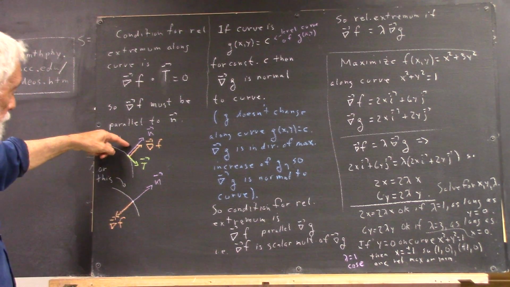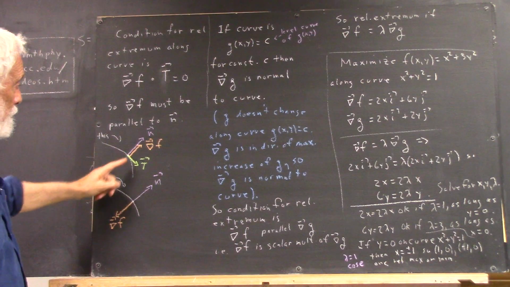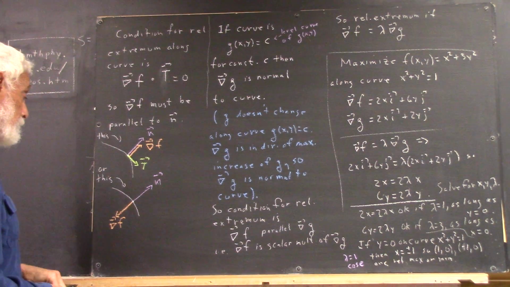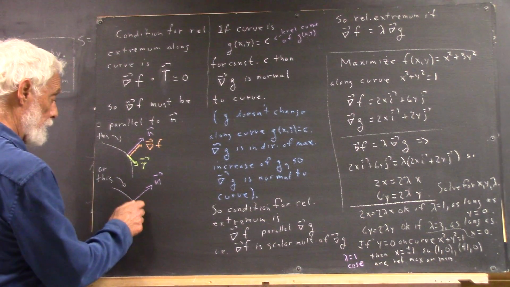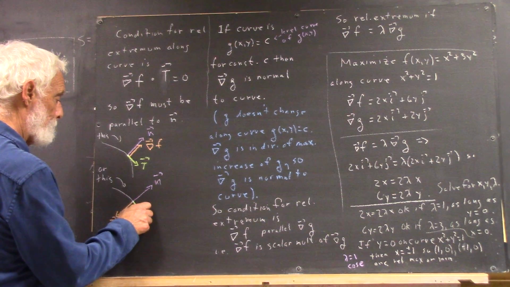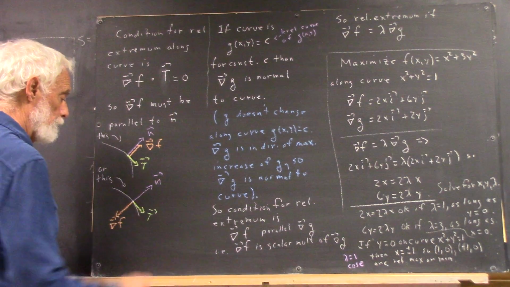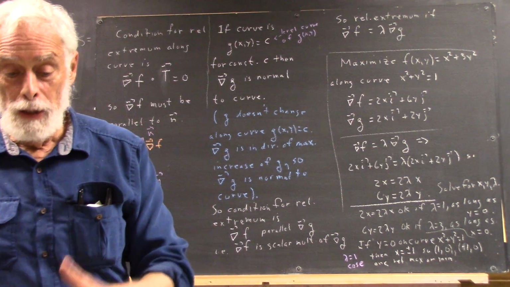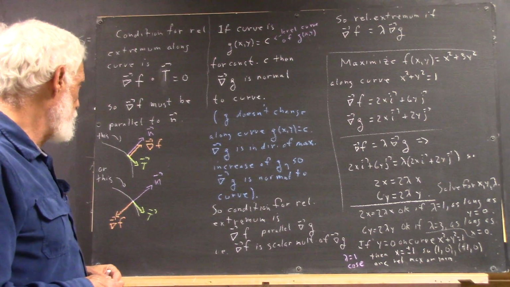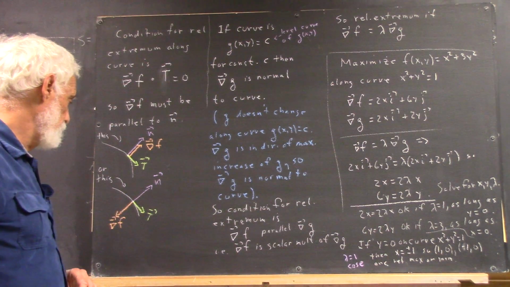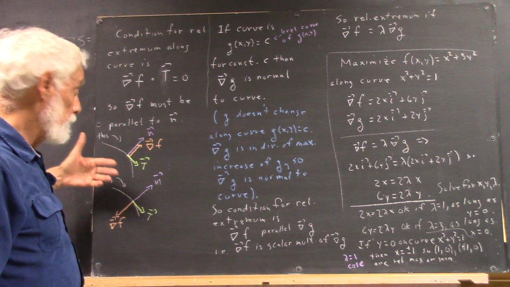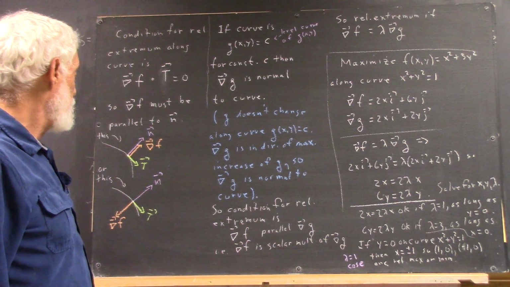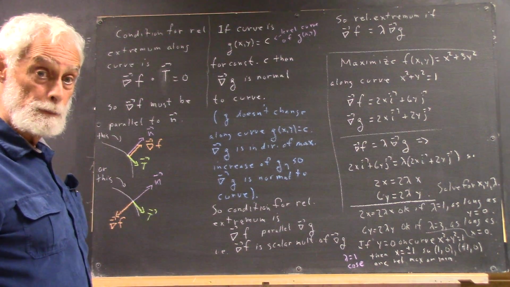So you either have this picture with del f in the direction of your outward unit normal, or del f in the direction directly opposite that unit normal. Either way, you have a condition that is necessary for the point to be a relative max or min. Okay? Now the question is, how do we get the unit normal?